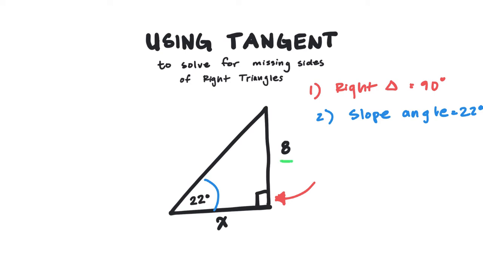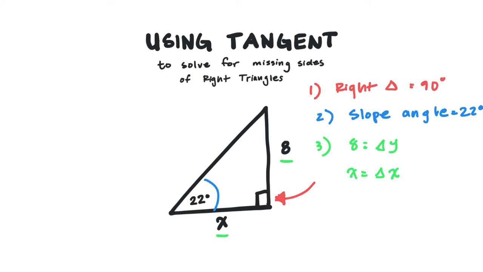Additionally, we have these two sides, which are both going to be very useful. 8 is going to be our delta y. X is going to be our delta x. And this will all come together in a moment. So now that we have these three very useful pieces of information, we can set up our tangent ratio.